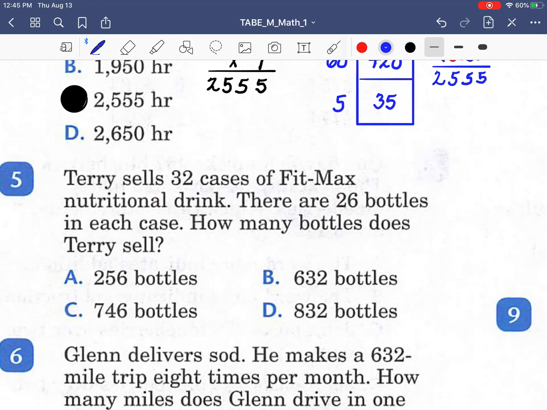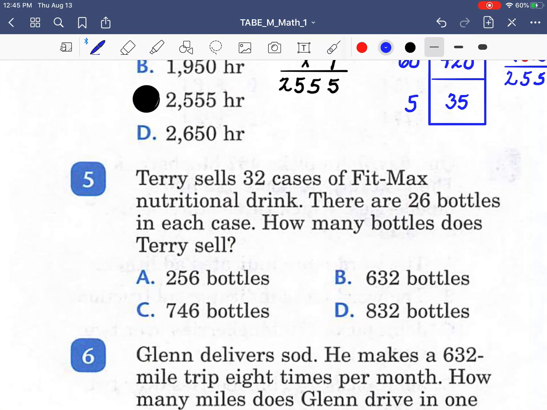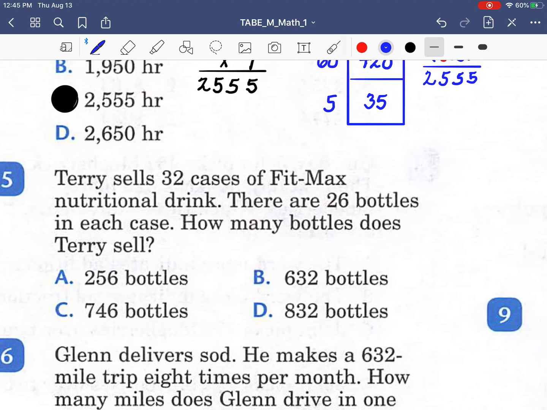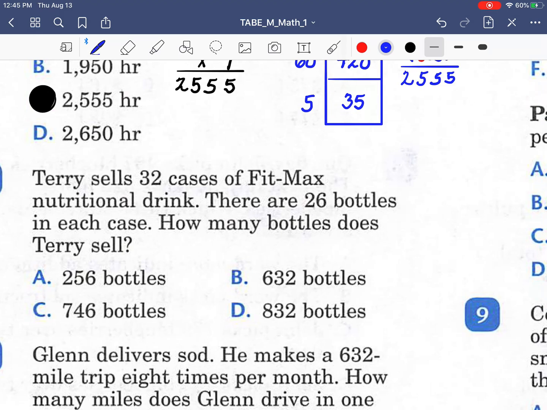Number 5. Terry sells 32 cases of Fit Max nutritional drink. There are 26 bottles in each case. How many bottles does Terry sell? So he's selling 32 cases that each have 26 bottles. I'm sorry guys, I need to keep that one in the blue. Don't want to get us confused. So here's the old-timey way. 32 times 26.